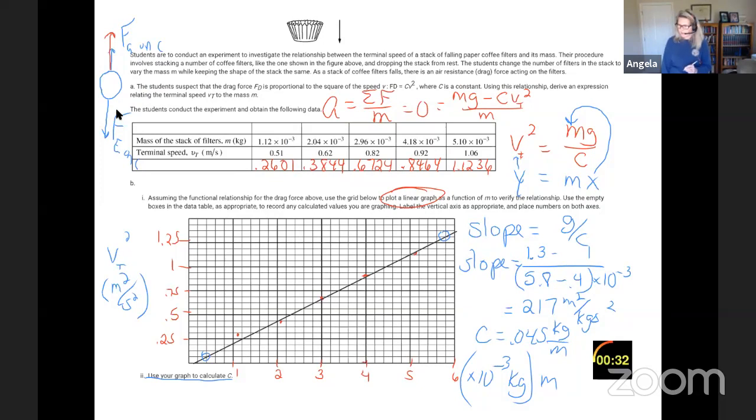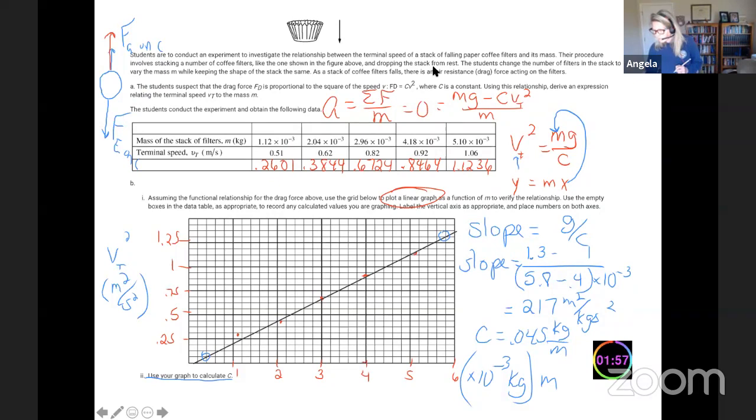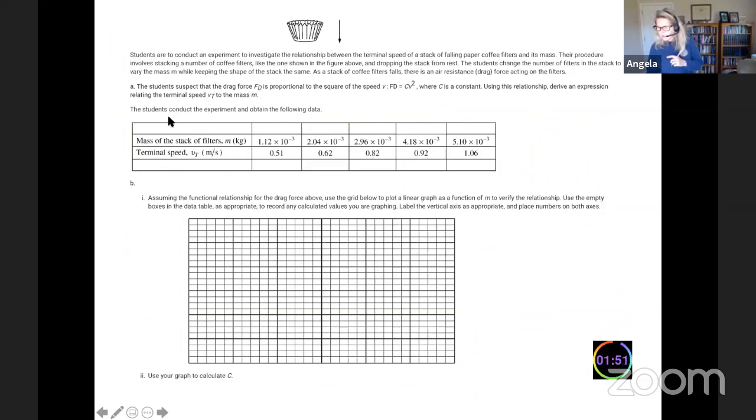Sorry, that got cut off over there. I'll rewrite this for you smaller. I have to pay more attention to that. Mg over C. Now you can see it. Y equals mx, and our x variable is the mass. Can you see it? Okay, sorry about that, guys. I'll try to pay more attention. All right, let's remember our value for C, 0.045. We'll put it on the next screen.